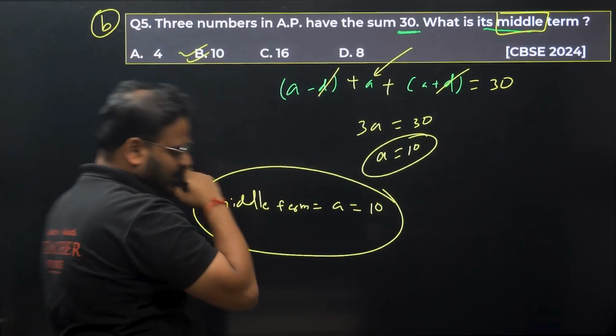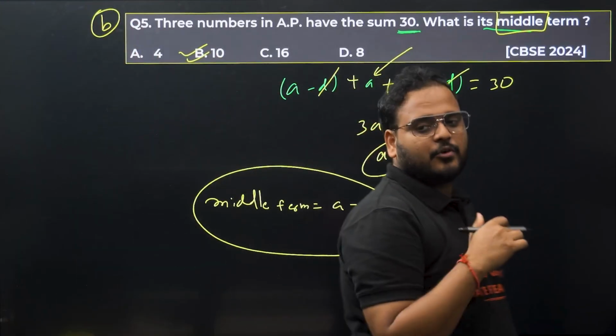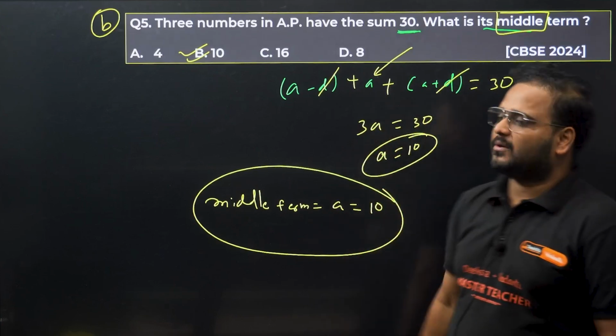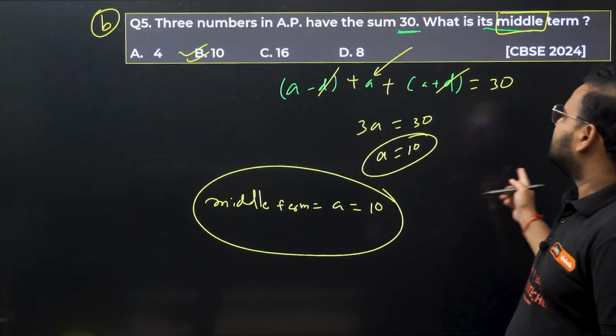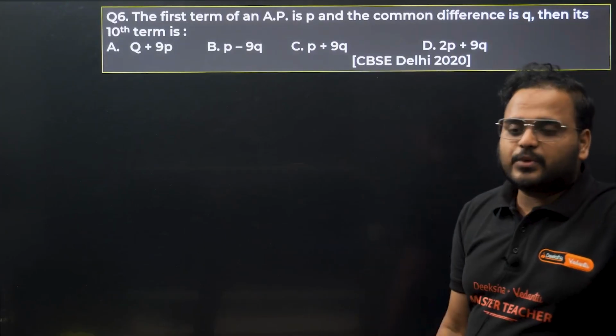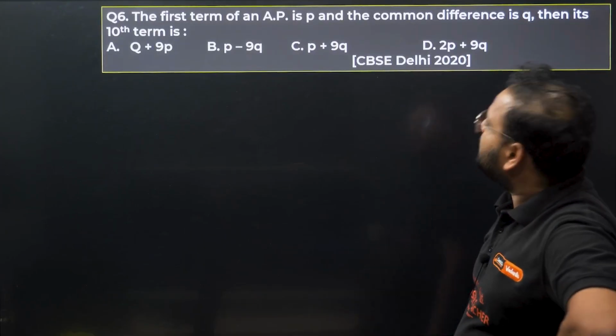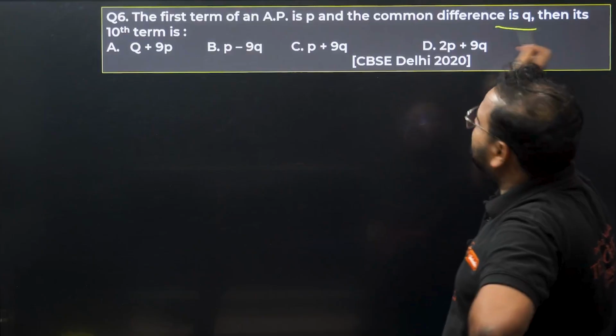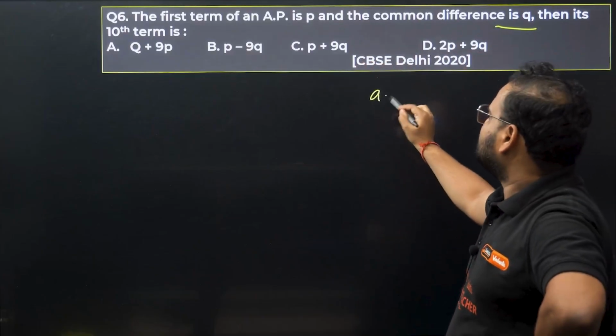So you can see, if you know 3 terms and 5 terms, the way I taught you, you can get these questions very quickly. That's the way to do these problems actually. Nothing new. Now this is a definition based question. They're saying the first term of the AP is P and the common difference is Q. Find the 10th term. They're asking you to find A10, right?